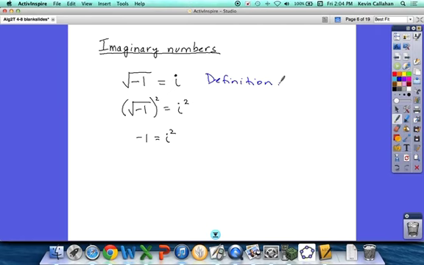When we're doing calculations with these numbers, every time we get an i squared, we'll replace it with a -1. So this is an important fact right here. The definition of i and the fact that -1 equals i squared, those we're going to use.